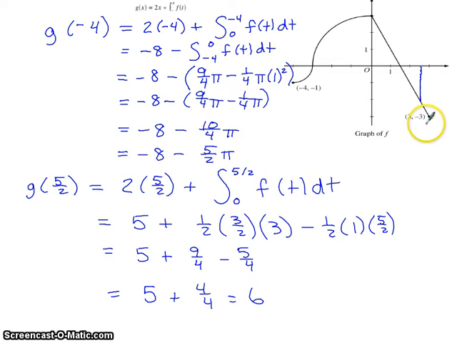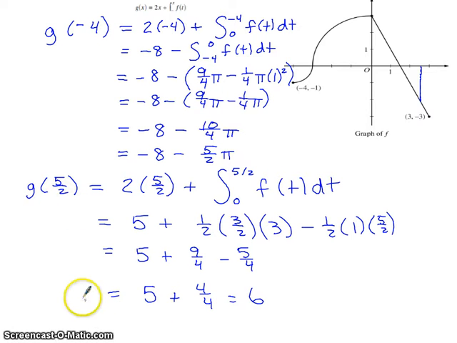I didn't bother finding g of 3 because our function is going to be decreasing on the interval from 5/2 to 3. So I didn't bother finding it, I just eliminated it that way. So the absolute max is at g of 5/2, and it's a value of 6.